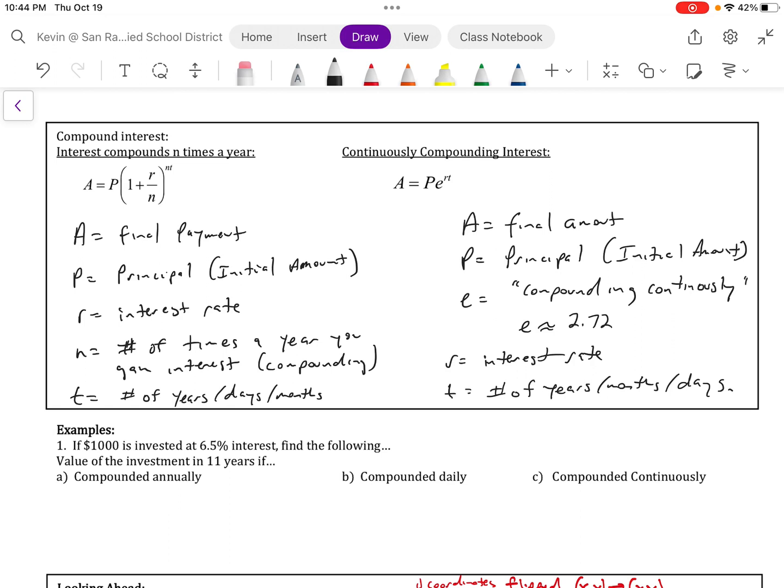Unfortunately, most savings accounts do not compound enough, nor is their interest very high. And conversely, we see interest and compounding interest when we have something like a credit card.